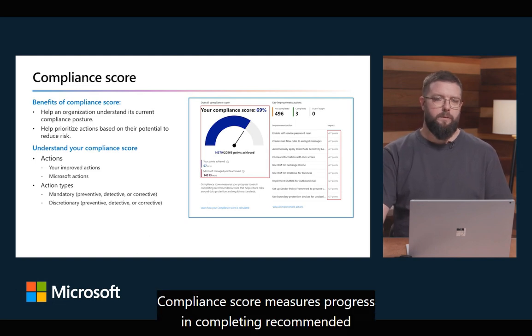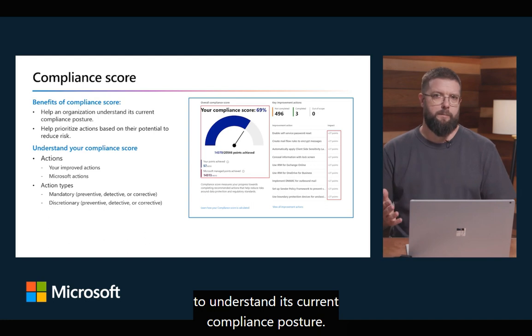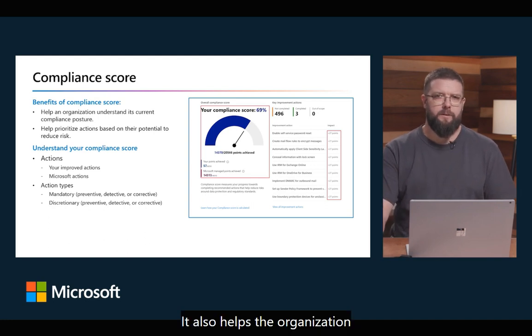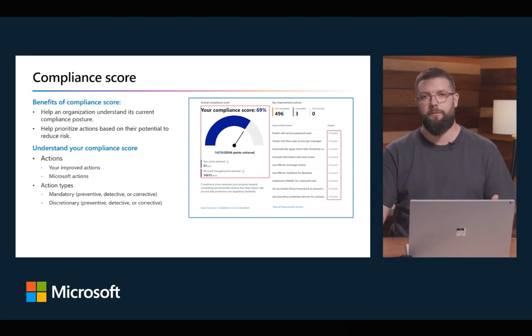So Compliance Score measures progress in completing recommended improvement actions within controls. And the score can help an organization to understand its current compliance posture. It also helps the organization to prioritize actions based on their potential reduced risk.